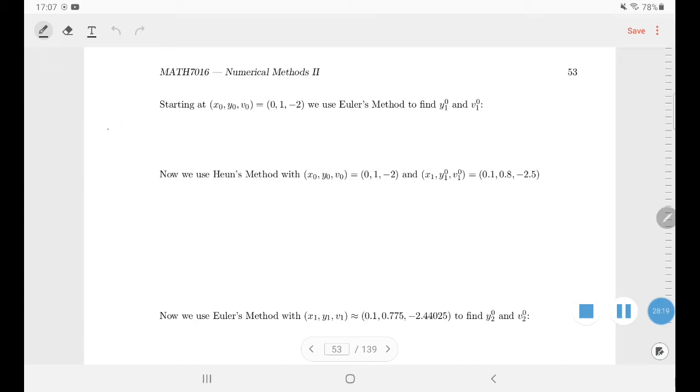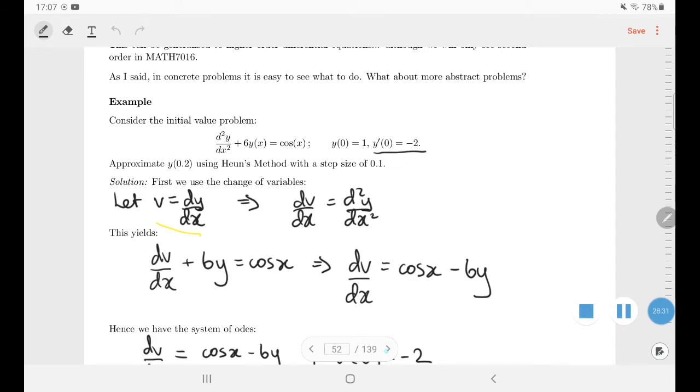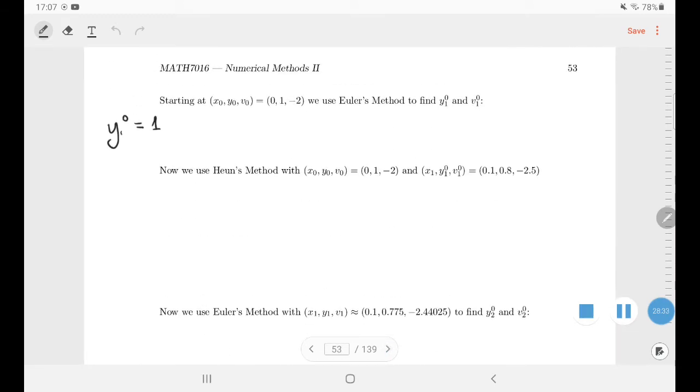So y1 predictor is the previous y value, and I'm getting it just from here, is 1. The step size, I think, must be 0.1. Yeah, because we're going to do 2 iterations, we're going to get to 0.2. So this is plus 0.1 times the slope of y, which I have written on the previous page, is v. And the previous v is minus 2. Okay, so the y1 predictor is 1 minus 0.2, which is 0.8.